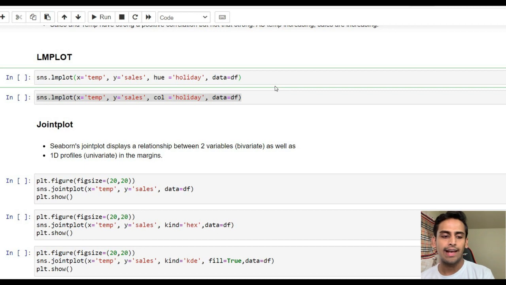What we are learning next is the lmplot, or linear regression plot. It goes one level up from the scatter plot. So let me show you with one example.